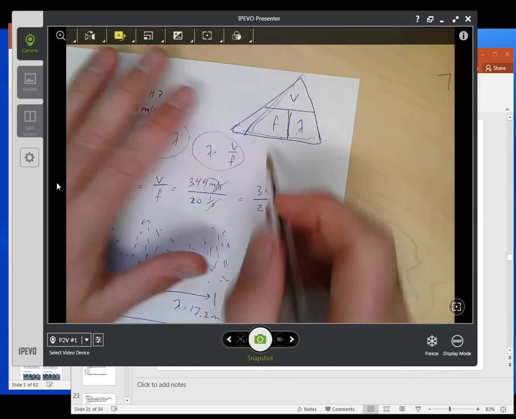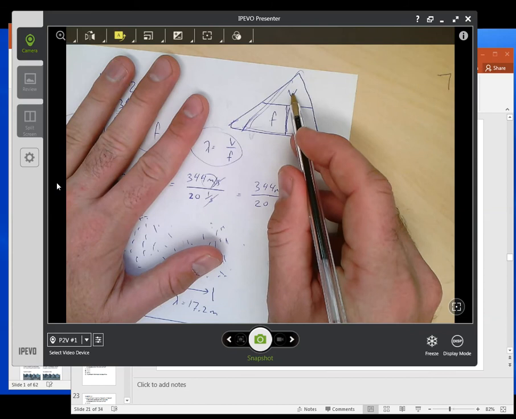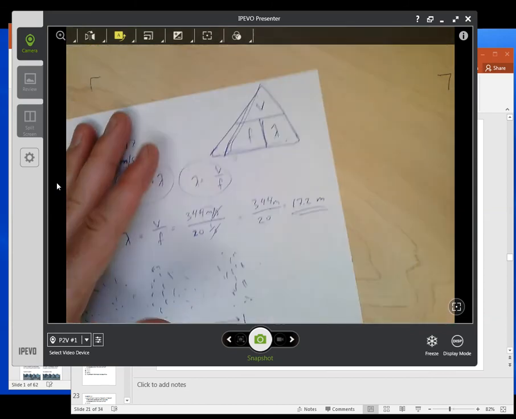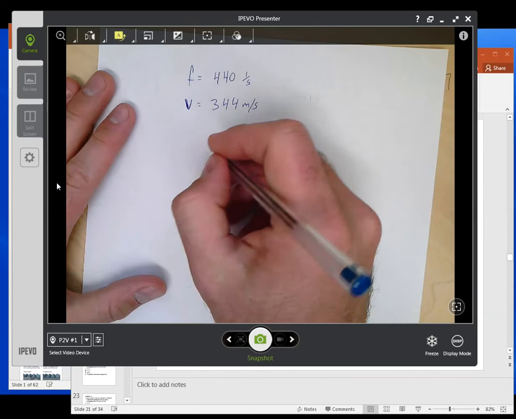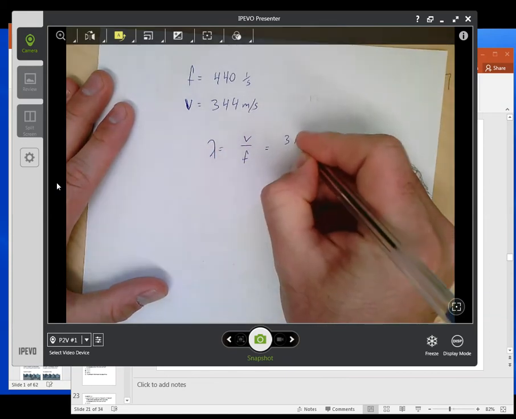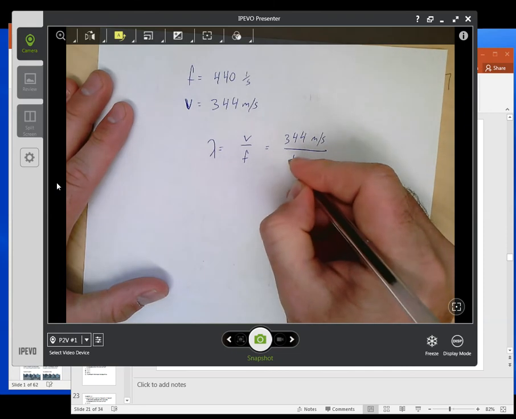So I'll just remind you, this is the triangle here. We were given an f, and we figured out a v because we guessed it, and we need a lambda. So lambda is v over f. That's our equation that we're going to use. Lambda is equal to v over f. When we use that here, we'll see that it's 344 meters per second, and we're going to divide by 440.